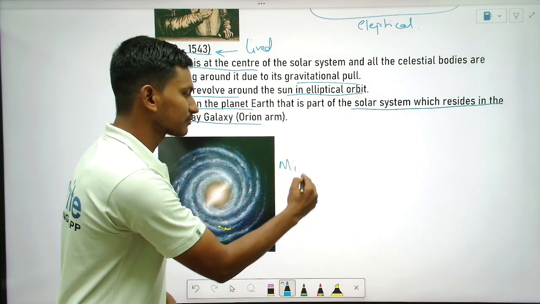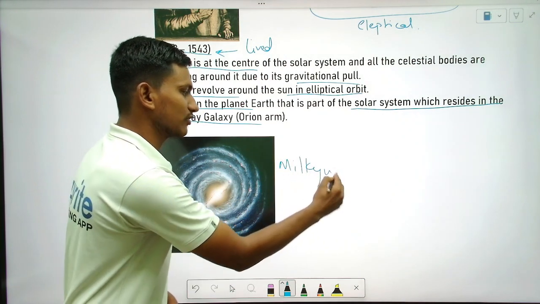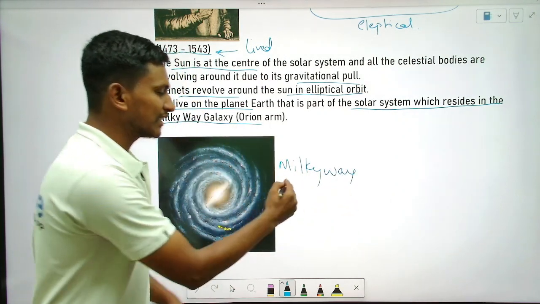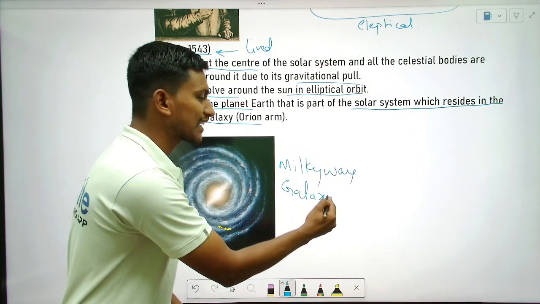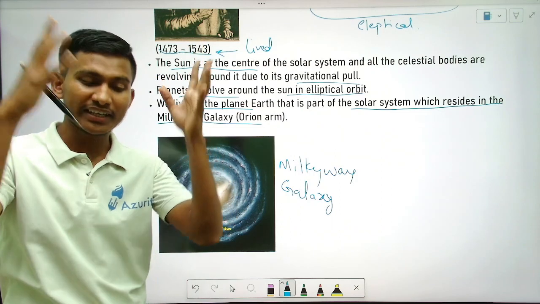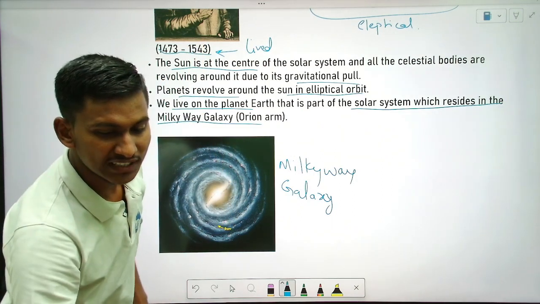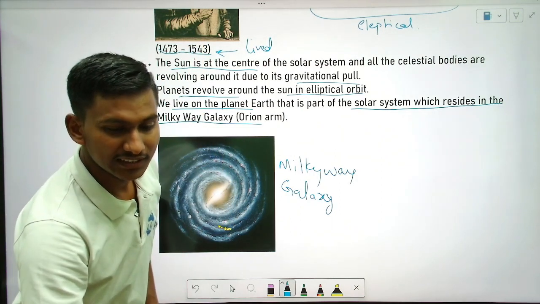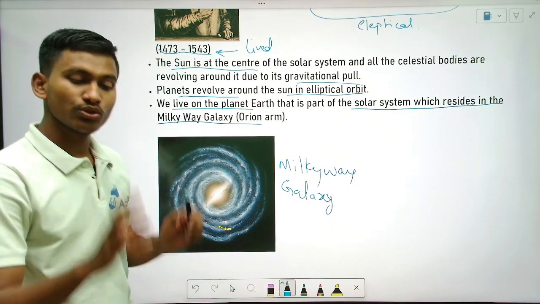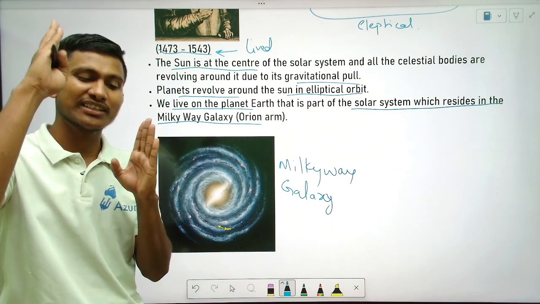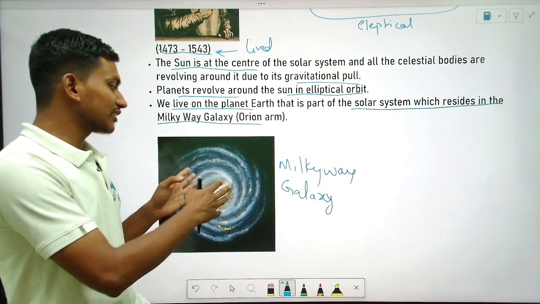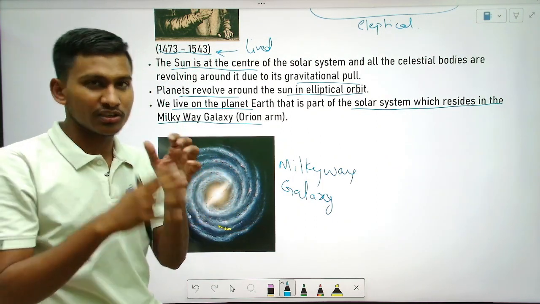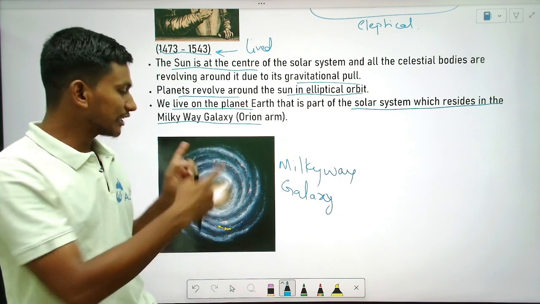Milky Way galaxy. Okay, there are so many galaxies. There are thousands, crores of galaxies in the space above, right? Yes, there are so many galaxies. Yes, very good. So you can study about it. If you look at the sky, you may not be able to see them, but if you see from a telescope, they will be visible.